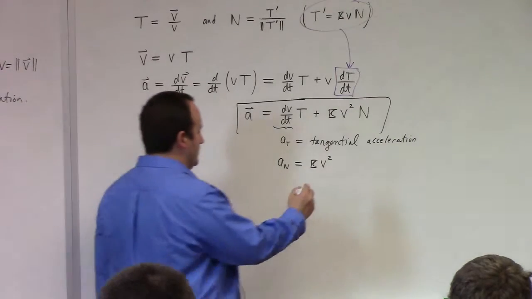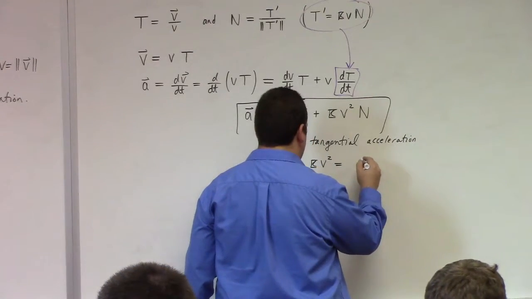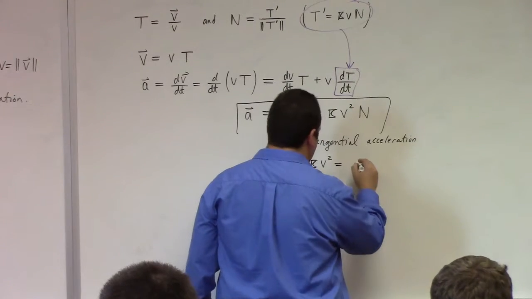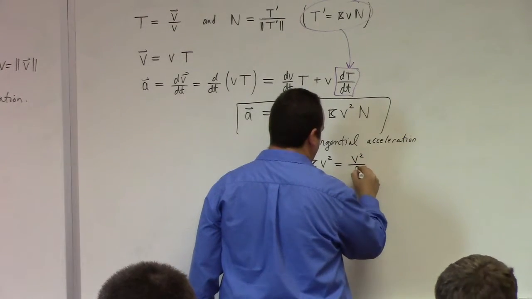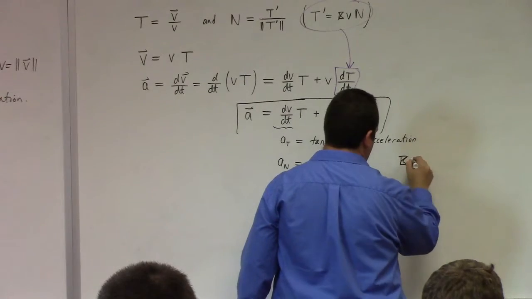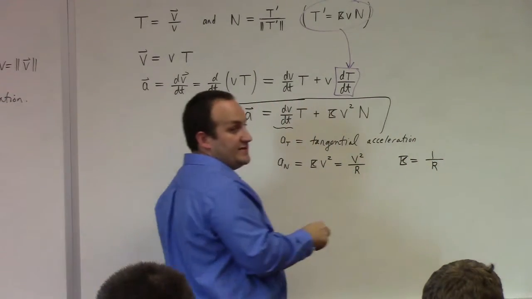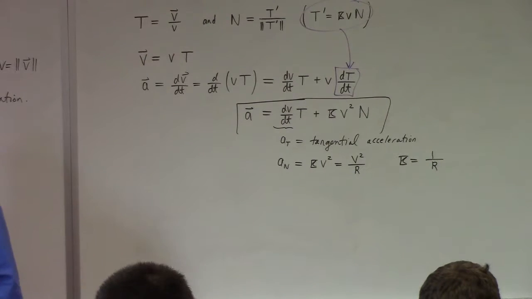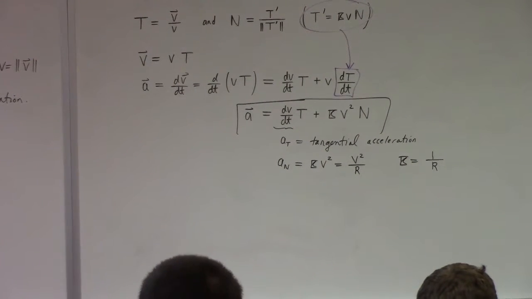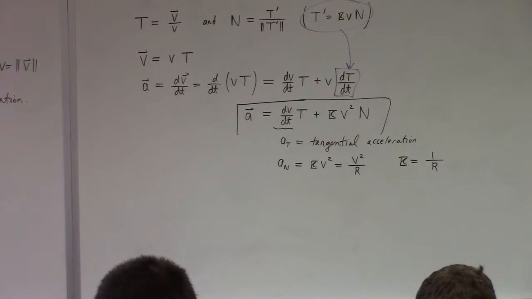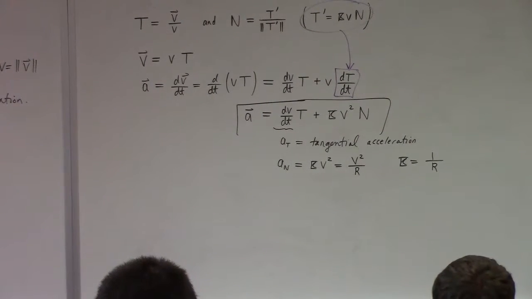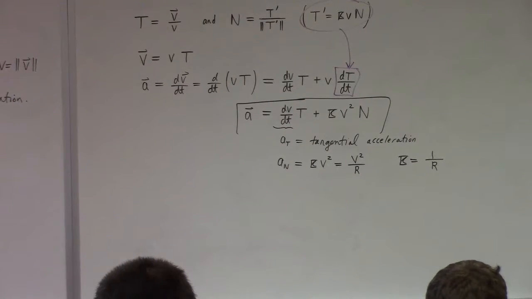So if you write this in terms of the radius of curvature, this is v squared over r, right? If kappa is equal to 1 over r, that would be the radius of the osculating circle, the so-called radius of curvature. Perhaps that's familiar. That's the centripetal acceleration formula. We usually put a minus on it because it's center-seeking. But the Frenet normal points towards the center of the circle, so the Frenet normal is already center-seeking, which is why we have a positive sign there.